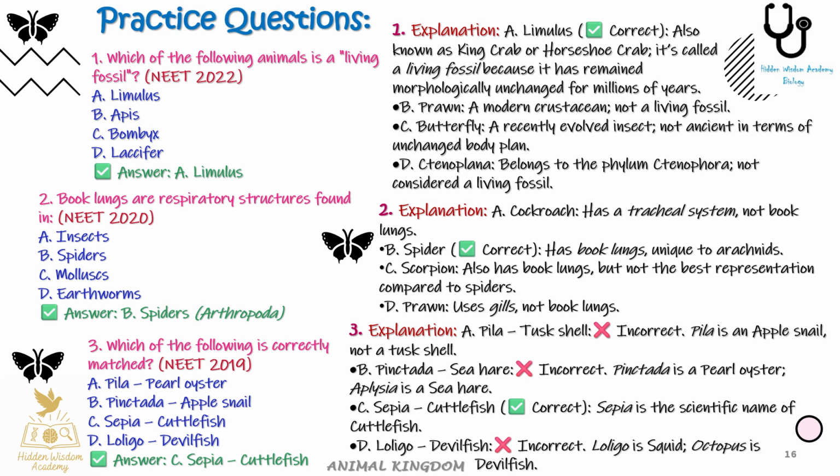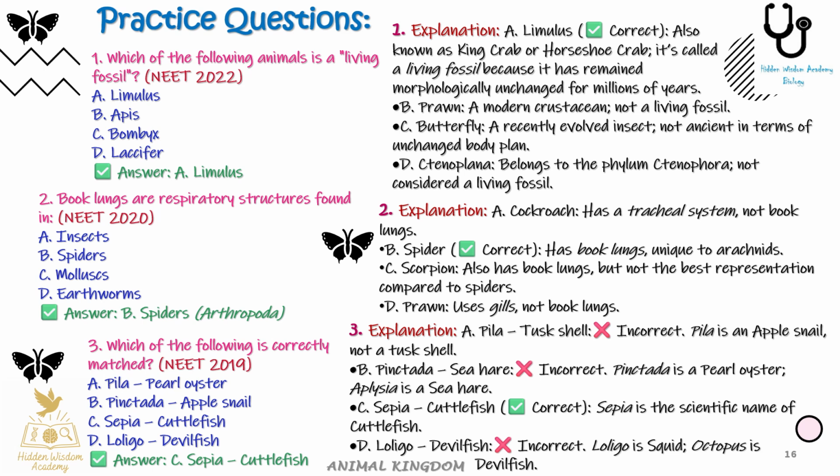First, option A, cockroach has a tracheal system, not book lungs, so it's incorrect. Option B, spider, is correct because spiders are arachnids and possess book lungs. Option C, scorpion, also has book lungs, but spider is a better representative. Option D, prawn, uses gills, not book lungs. The answer is option B, that is book lungs are respiratory structures found in spiders, which is an arthropoda.